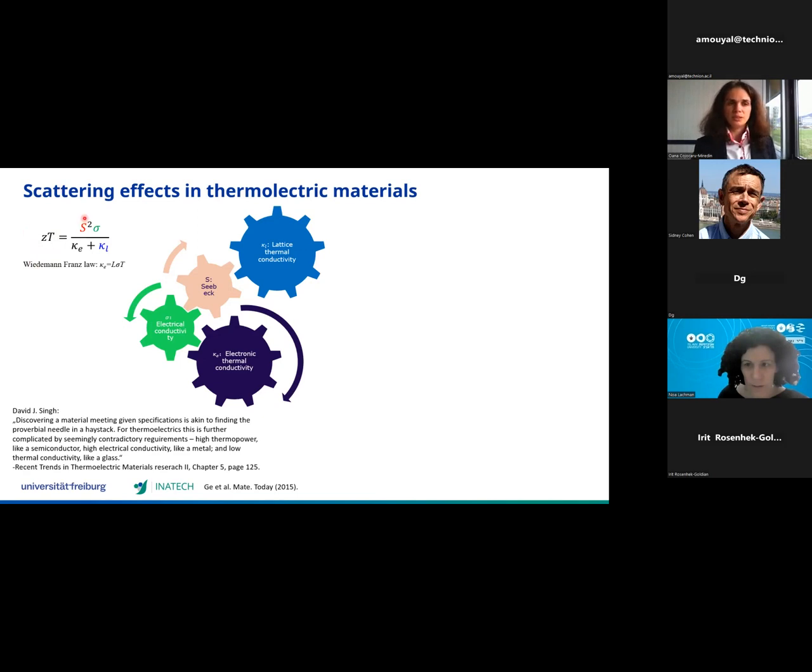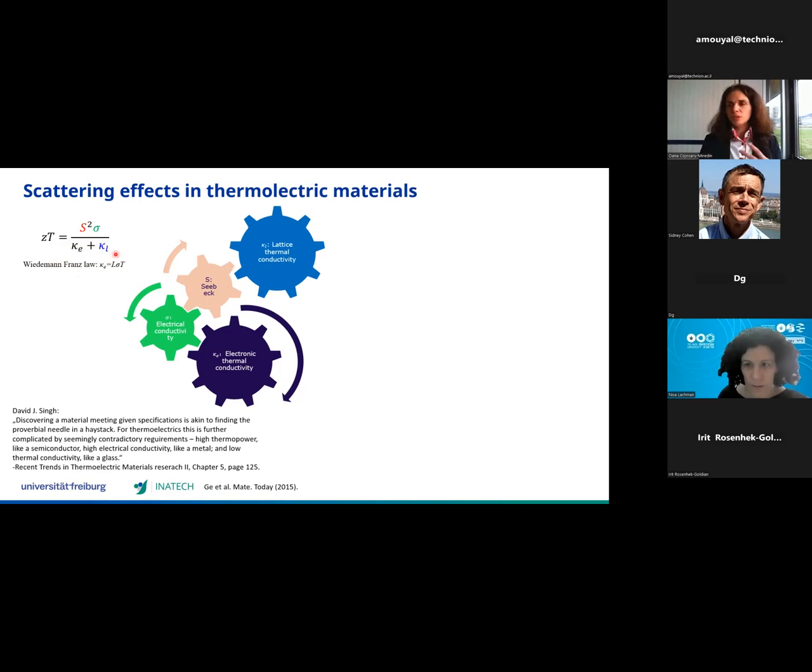Simply by increasing the Seebeck coefficient and the electrical conductivity, and by reducing the thermal conductivity. So the problem is that when we increase the electronic conductivity, the thermal conductivity also very often increases, because you see that the thermal conductivity has two components: the electronic part of the thermal conductivity and the lattice thermal conductivity.